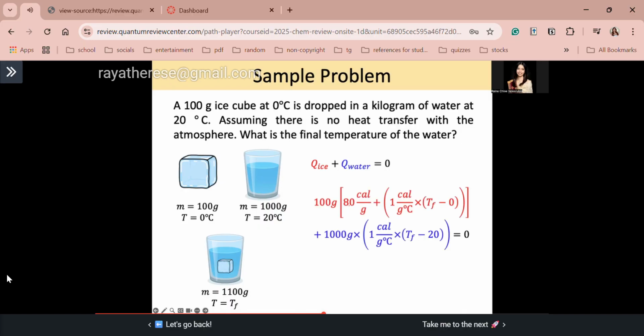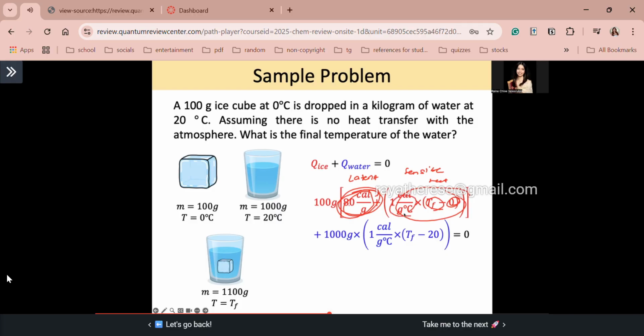So again, okay, this is the energy needed to melt the ice. Okay? So ito yung ating latent heat. And ito ang ating sensible heat. Meaning, ito yung heat na ginain ng melted ice when it warmed from 0 degrees Celsius, the initial temp, to the final temp, TF. Okay? Notice, guys, sa latent heat, I use the enthalpy constant, 80 cal per gram, right? For fusion. And then for the sensible heat, I use 1 cal per gram degree Celsius.